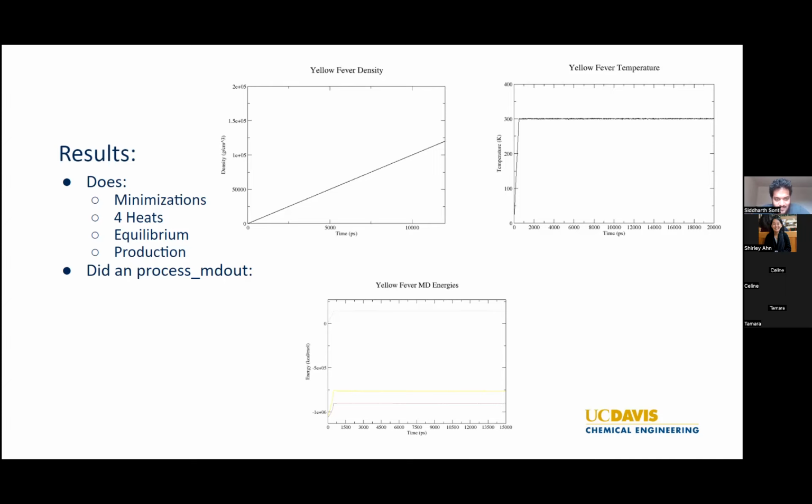But yeah, I think the minimization, I think Celine has it, but from looking at it a while ago, I think it was fine. I think it converged. We did it in two steps: the first step had a restraint on the heavy atoms, so we're just minimizing the water, and the second step is minimizing the whole system. So I think it should be fine.